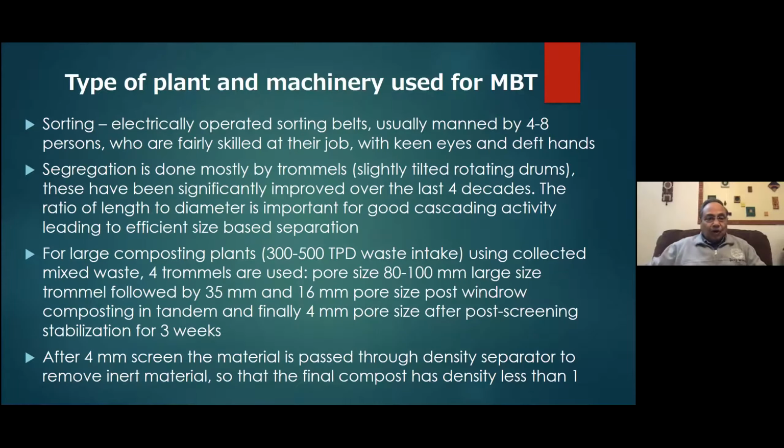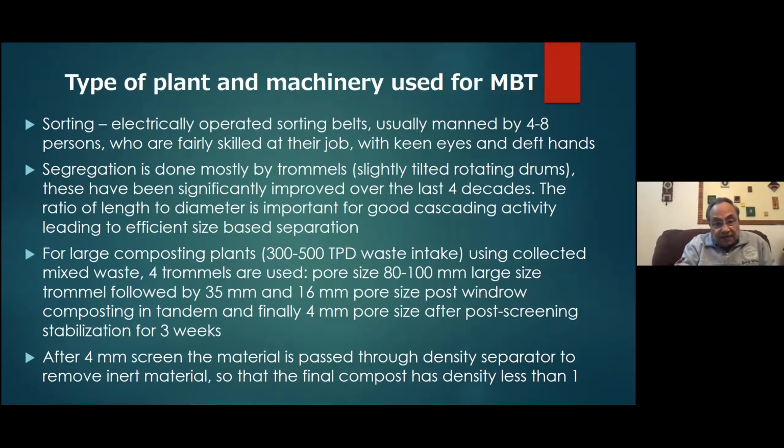Now, sorting. Electrically operated sorting belts, usually manned by 4 to 8 persons who stand on each side and who are fairly skilled at their job, with keen eyes and very deft, expert hands. Those guys are very good at their job. Segregation is done mostly by trommels. Long back, about 20 to 25 years back, vibro screens were also popular, but later on the industry shifted more towards trommels. You have already discussed a lot about trommels, so I'm not going to discuss that.